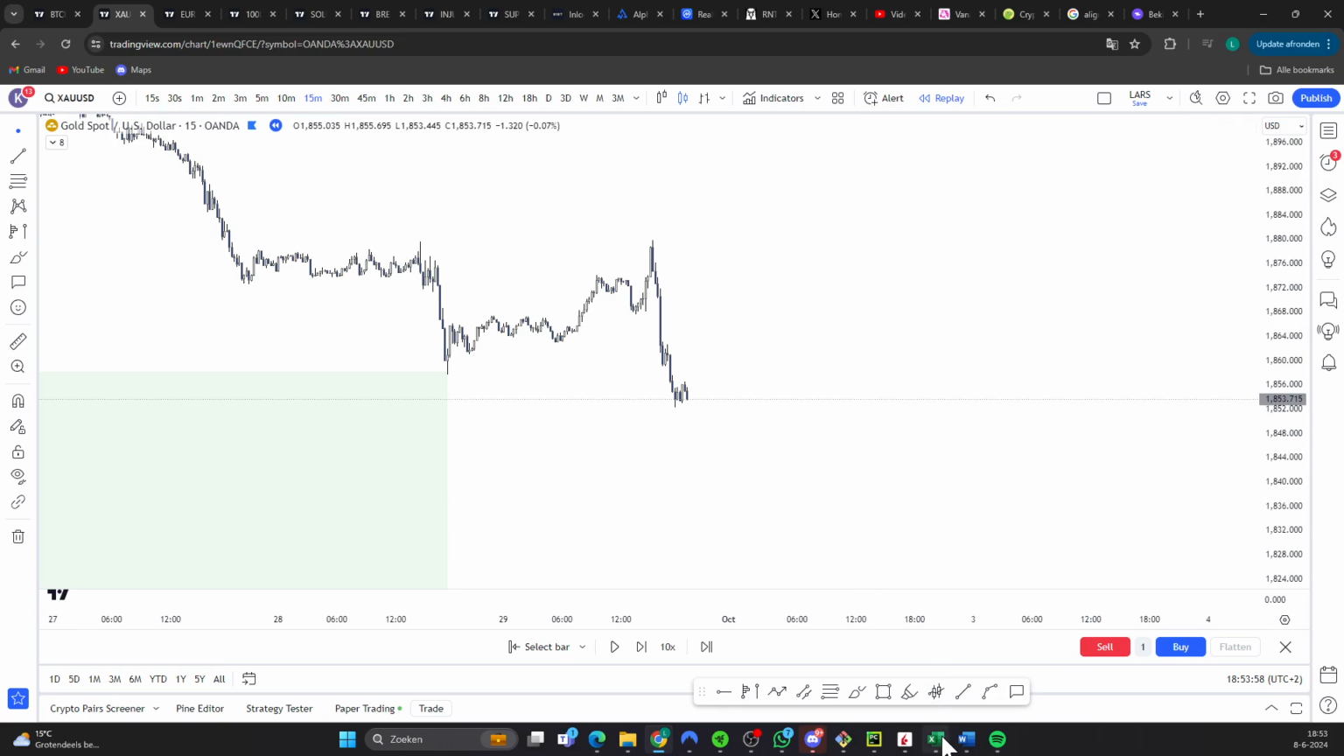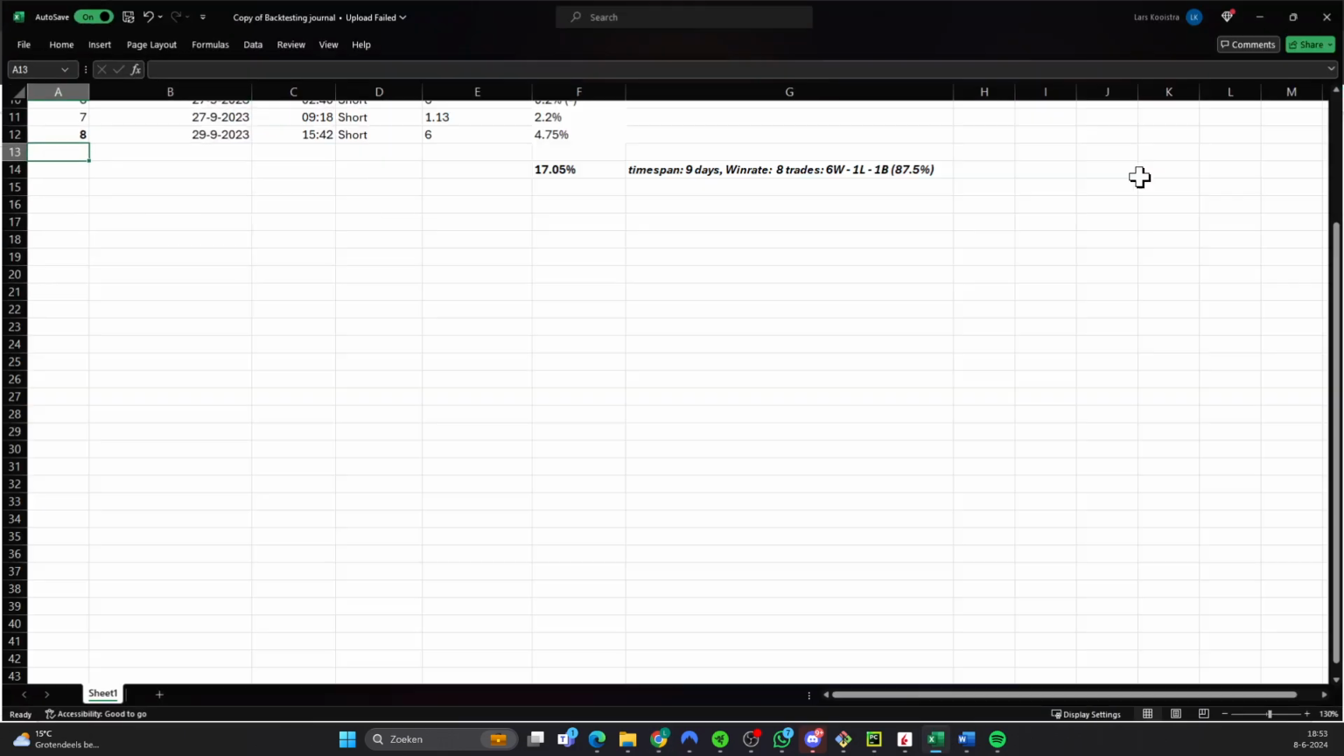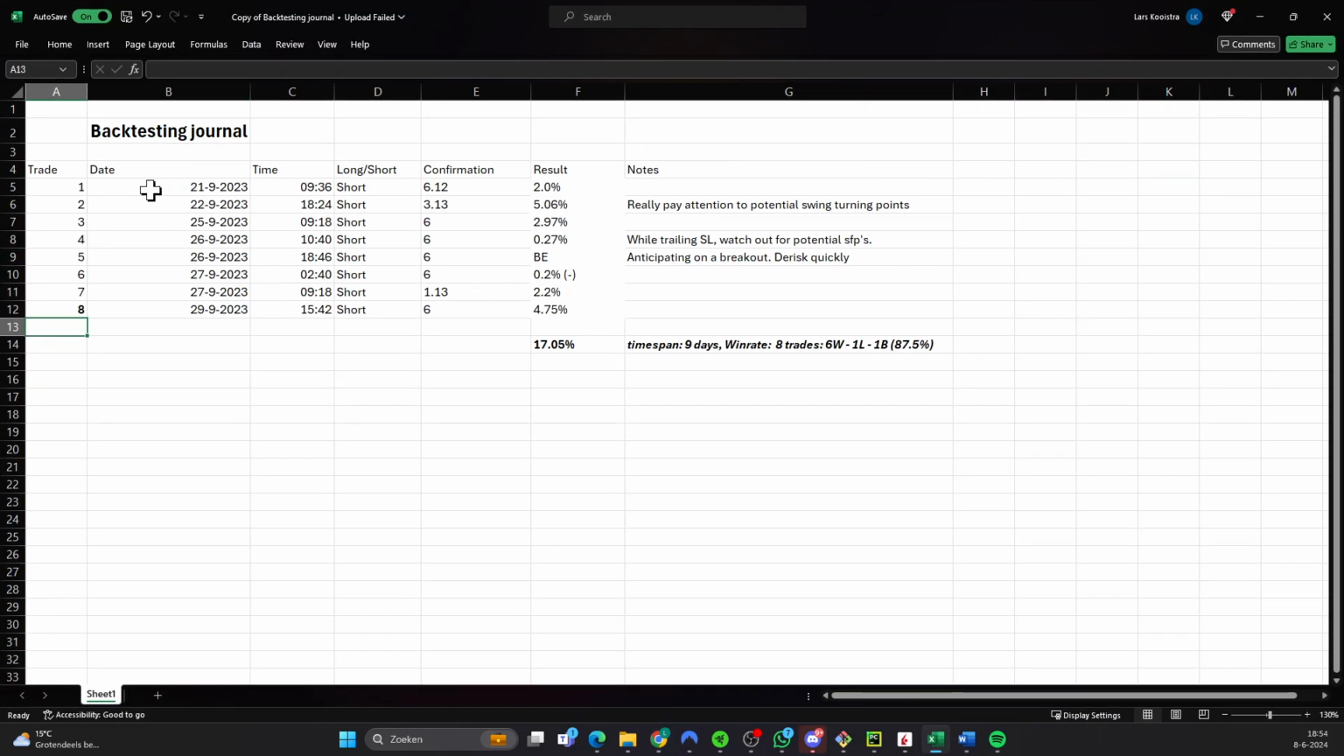We had that Excel journal right here. And this is where we left off. We had 8 trades in total. These were the results. This was the total percentage gain in 9 days with an 87% win rate. And these are temporary, right? I'm going to delete these for now. We're going to build more trades here.